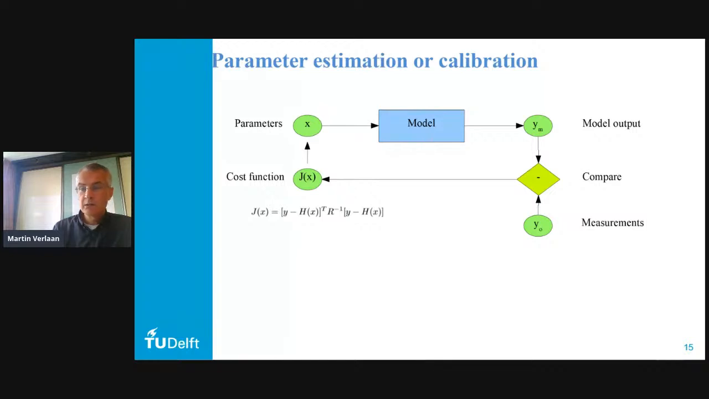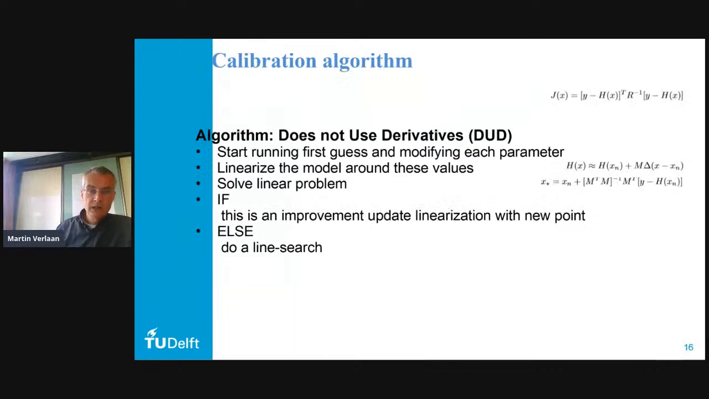Of course, there's many algorithms available, but I'll go into one particular one that I'll be showing you here. And that's a quite old algorithm, and it's called DUD. And what it does essentially is the following. You first perturb each of the parameters that you have. Then you fit a linear model through these runs. And you use this linearized model to compute an optimal set of parameters. You run the model again with this new estimate, X star, and see what happens and compute the cost function.